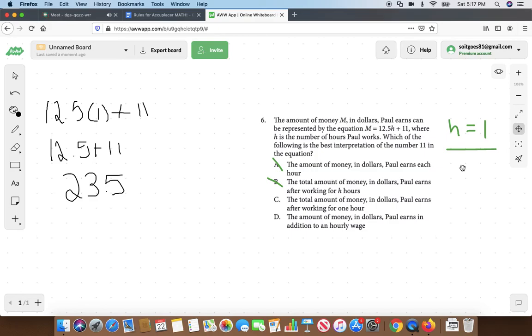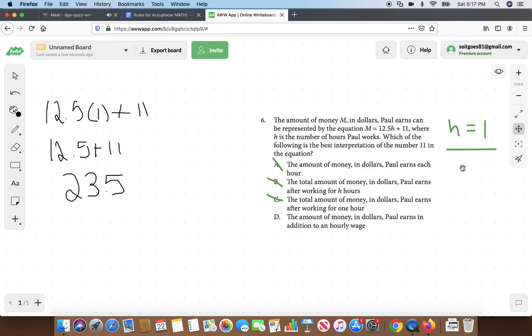What about C? The total amount of money in dollars Paul earns after working for 1 hour. Is that the best interpretation of the number 11? Total amount of money. I'm going to say no. It's no. Definitely no. Right? Because how much does he earn when he worked 1 hour? Right. How much? $23.50. Not 11. Right. Does that make sense? Go and read D for me.